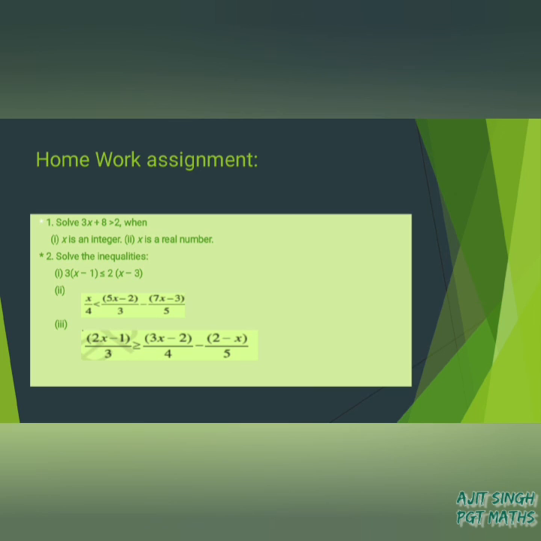This is the homework assignment for you. There are two questions. The first question is: solve 3x plus 8 greater than 2 when first x is an integer and second x is a real number. The second question is to solve the inequalities. First, 3 into x minus 1 less than or equal to 2x minus 3. Second, x upon 4 less than (5x minus 2) over 3 minus (7x minus 3) over 5. And third, (2x minus 1) upon 3 greater than or equal to (3x minus 2) upon 4 minus (2 minus x) upon 5. I hope you will solve these questions.